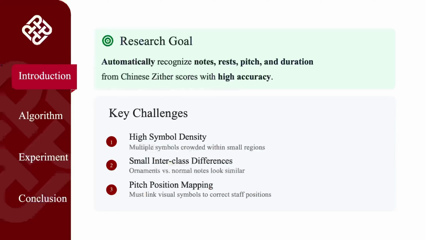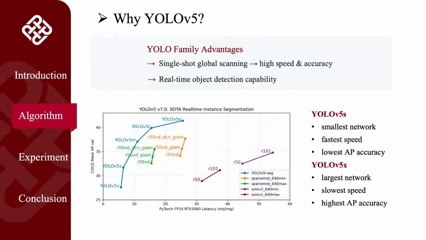The trouble is that these symbols are tiny, super dense, and many look almost the same. Move a dot one line up, totally different note. Rule-based methods just fail here. Deep learning, though, handles this naturally. We needed an object detector that works well with small dense objects.